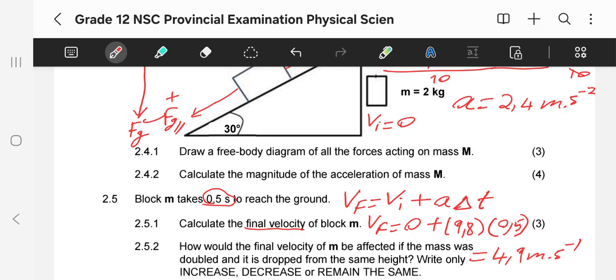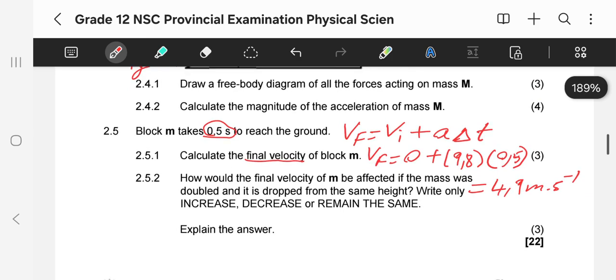Hope, guys, it's making sense. Now we move on to 2.5.2. They are saying here, how would the final velocity of M be affected if the mass was doubled and it is dropped from the same height? Only increase, decrease, or remain the same. Explain the answer. For us, guys, to make this understandable, we have to look at how we got our final velocity. We got our final velocity by using the initial velocity, acceleration, and we also used time.